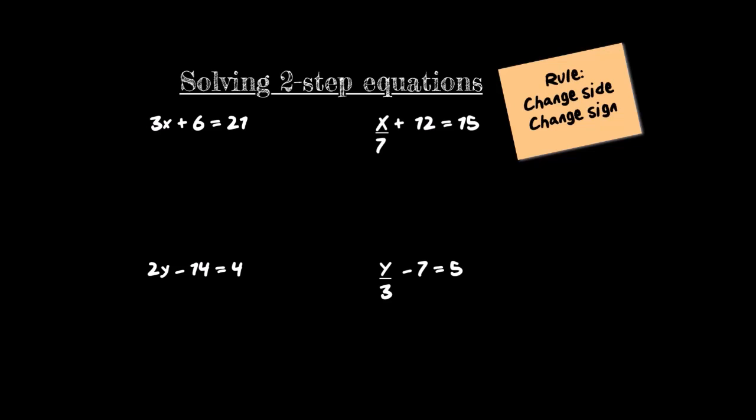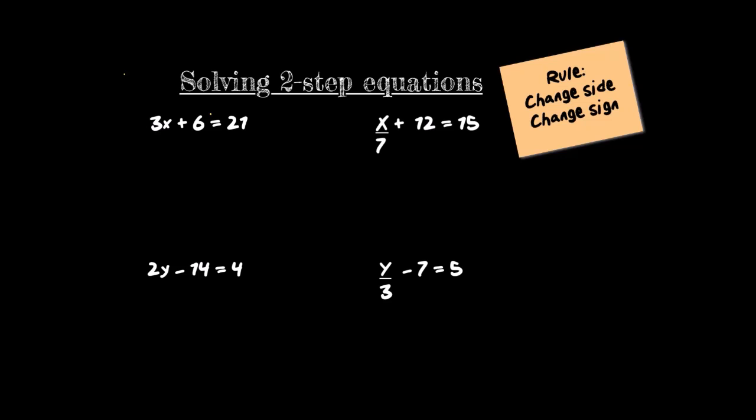So we're moving on to our two-step equations now, and we're using this rule, as you can see on the right here, of change side, change sign. So we're going to move numbers across the equal sign, so they're going to move to the other side of the equation, and they're going to change from being, for example, a plus to a minus or a multiply to a divide. So if you change side, you must change sign.